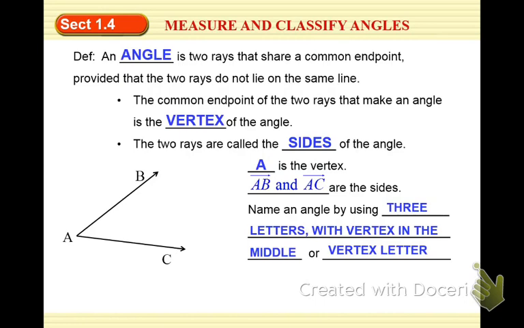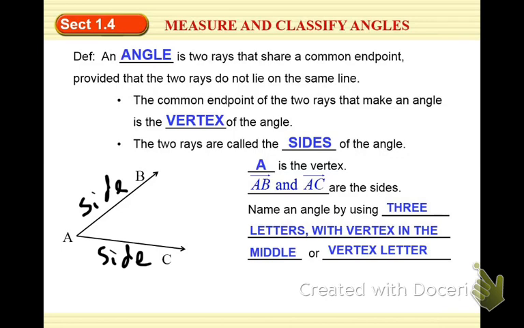The reason why I make a big deal out of that is because sometimes we need to identify the sides of angles. The sides of angles are always rays, so that when we identify them, we need to identify them as rays. So the sides are rays, so here are your sides. And then they share a common endpoint, and the rays do not lie on the same line.